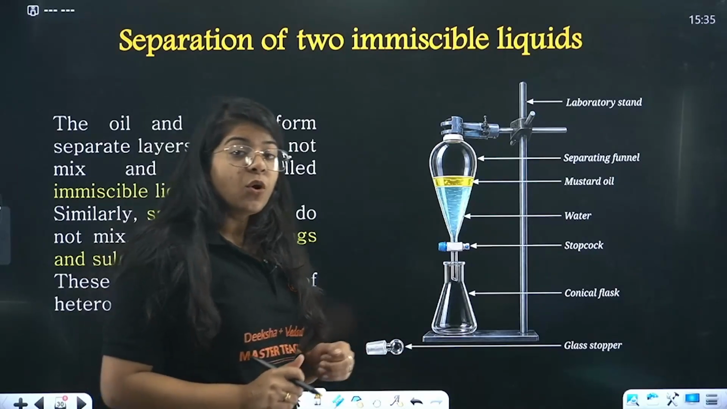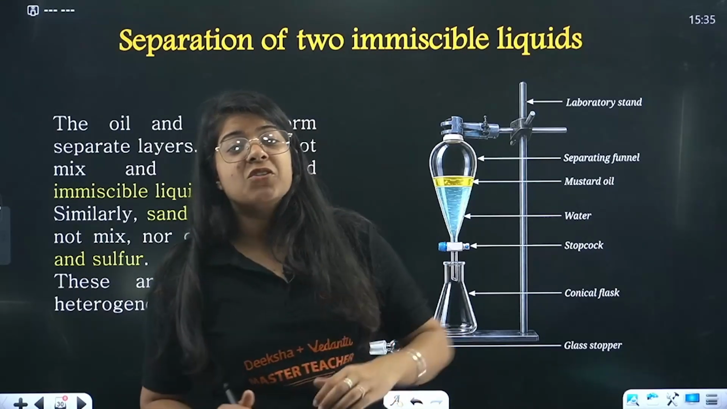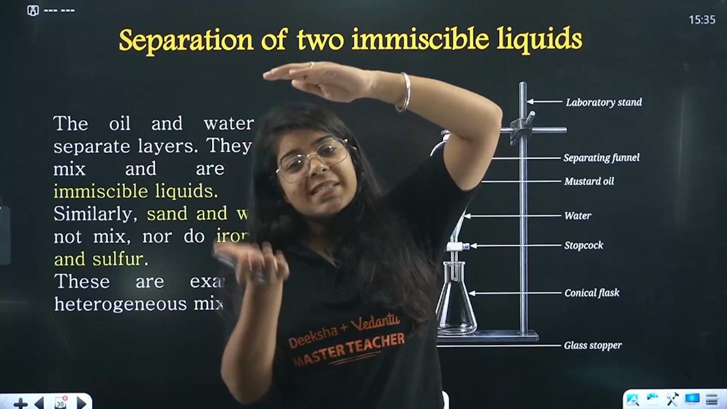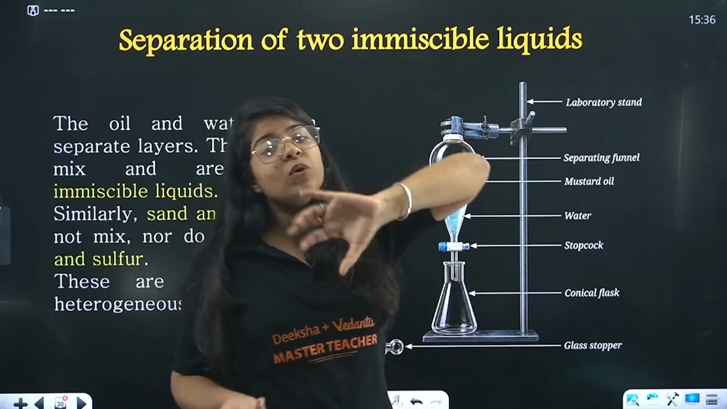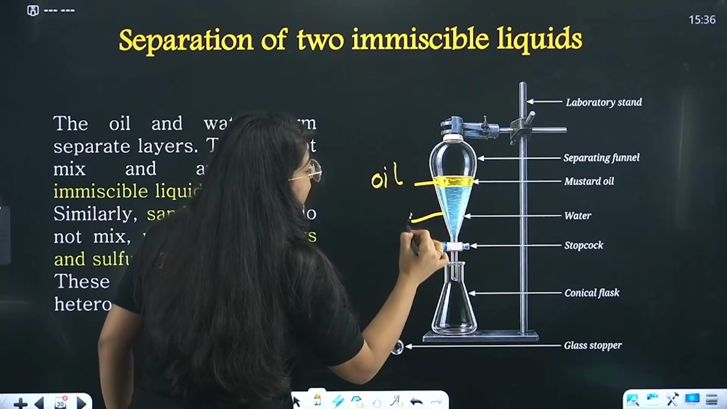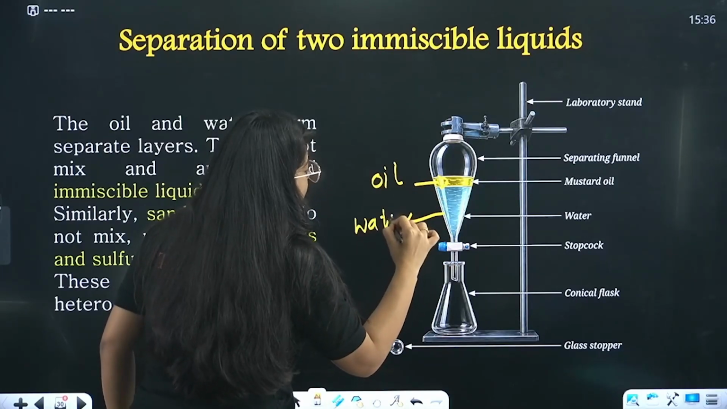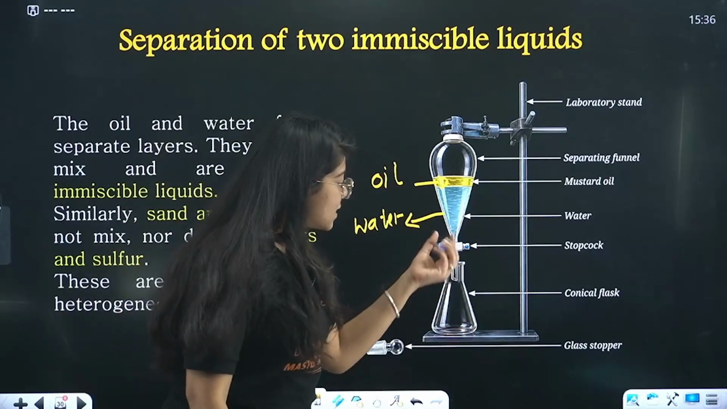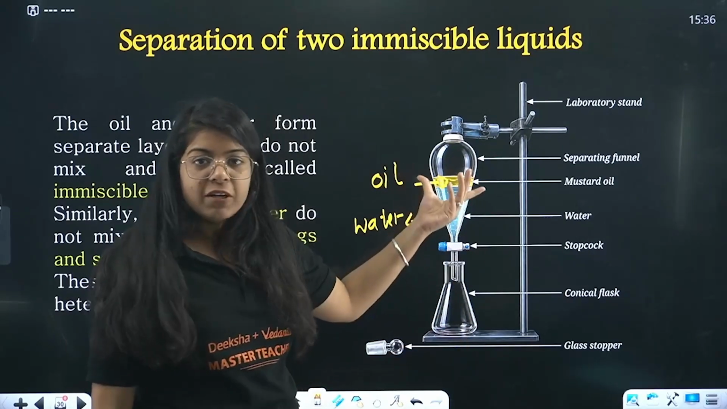Now you know that whenever water and oil are mixed, the oil is lighter, so it goes up, the water is heavier, so it stays down. So there are two layers. The upper layer is of oil, the lower layer is actually water, right? So when you open this, water will start coming down, oil will not come down.